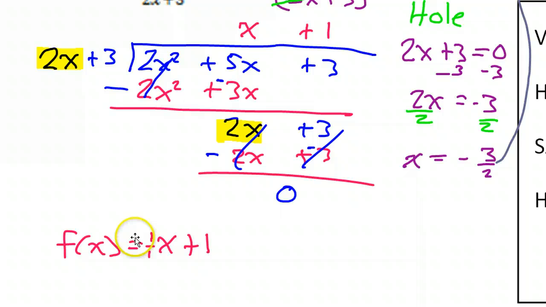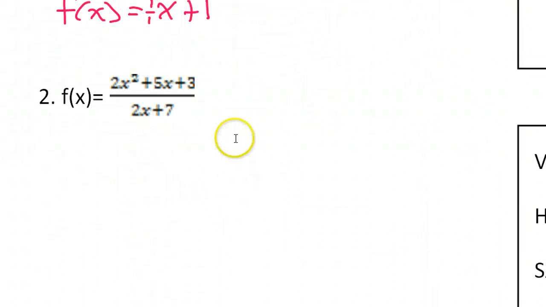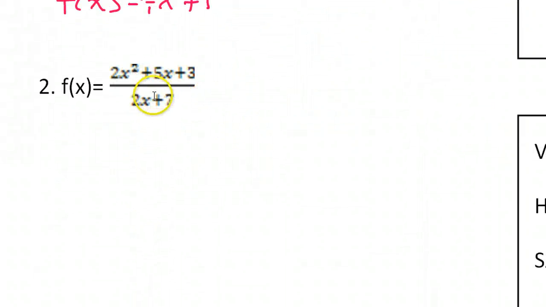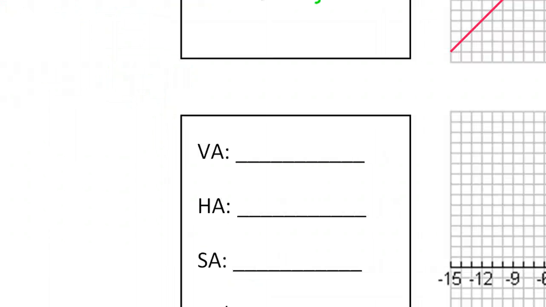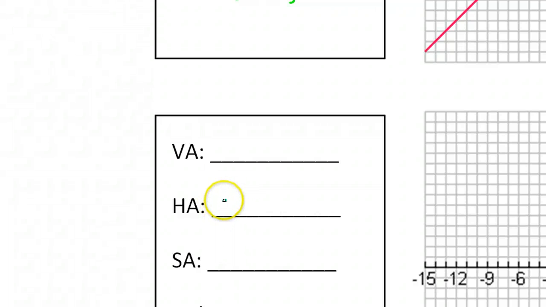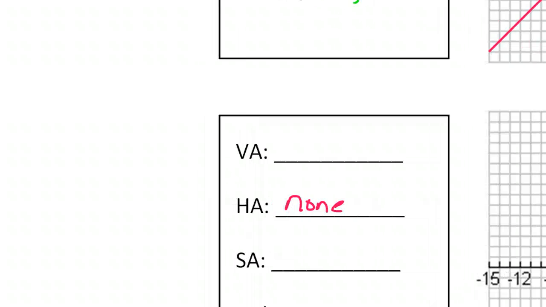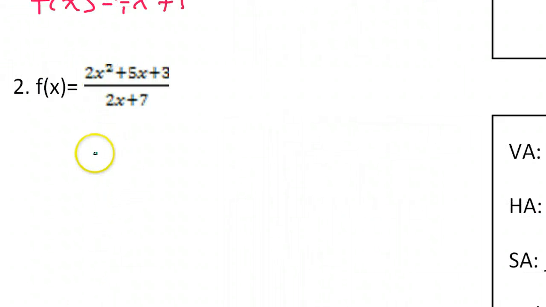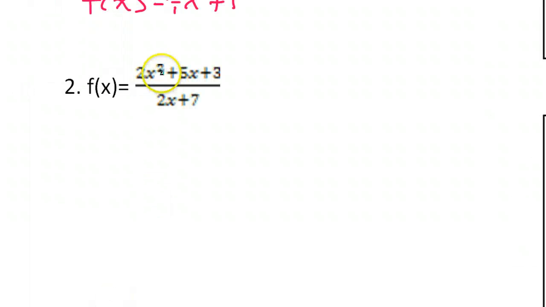Alright, let's take a look at number 2. Once again, the numerator degree is 1 higher than the denominator. So right away that means there will be no horizontal asymptote. So I can go ahead and put none. Maybe there's a slant asymptote because the numerator degree is 1 higher, but only if the 2x plus 7 doesn't get canceled out.